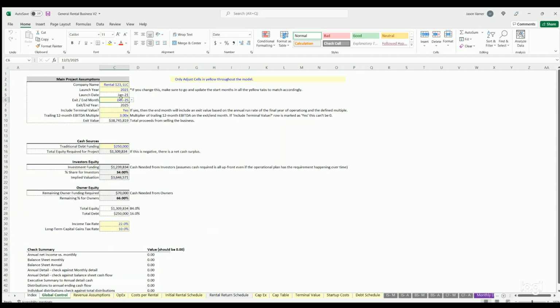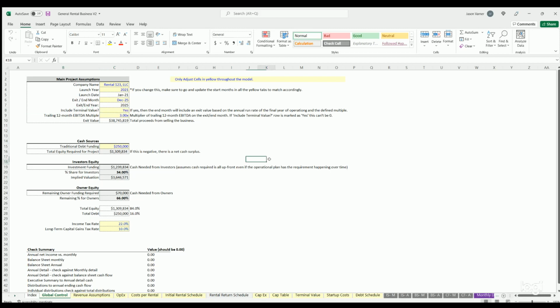You've also got the exit end month. So you can model any amount of time up to 5 years and end the model on any month. Also, there's terminal value, so you can choose to include that or not. If yes, you can also define the multiple, and the terminal value is just based on the trailing 12-month EBITDA times this multiple. Note that the only reason this is here is because we need to do a proper discounted cash flow analysis, and to do that we need terminal value.